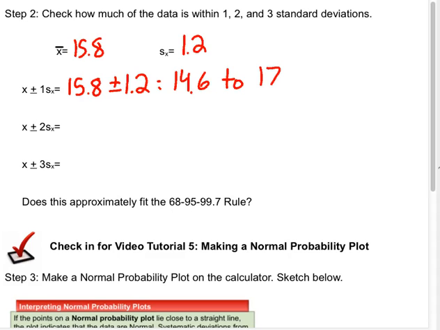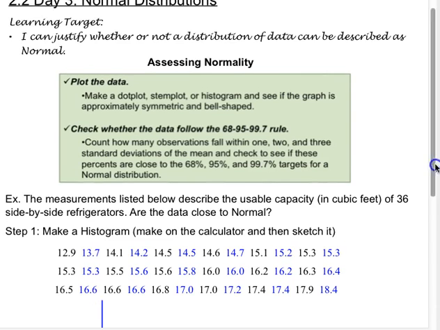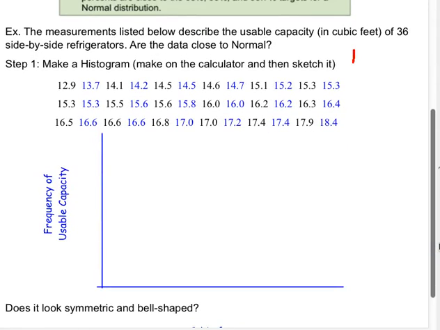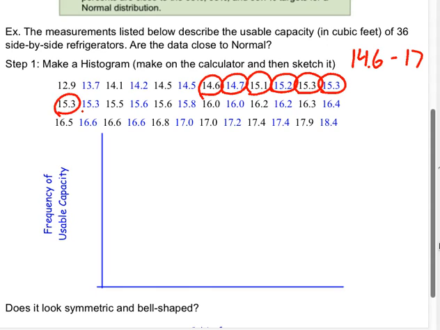All right. So now what we're going to do is we're going to go back to our list. Okay. So back to this list right here, and we're looking for values between 14.6 up to 17. Okay, that is within one standard deviation of our mean. So let's see where all of those are. So 14.6, 14.7, 15.1, 15.2, 15.3, 15.4.